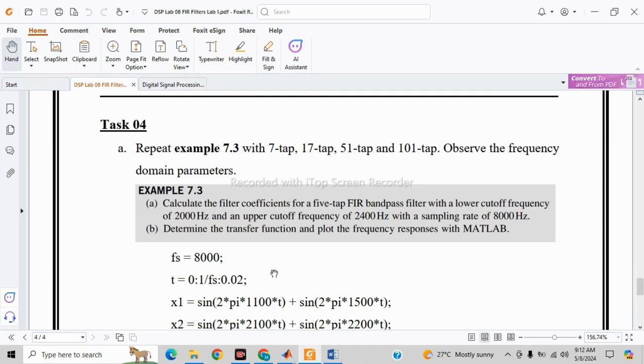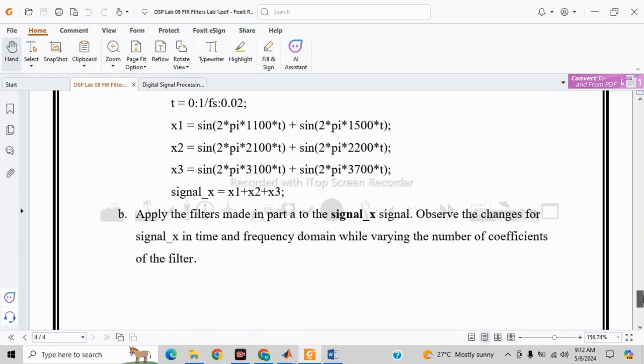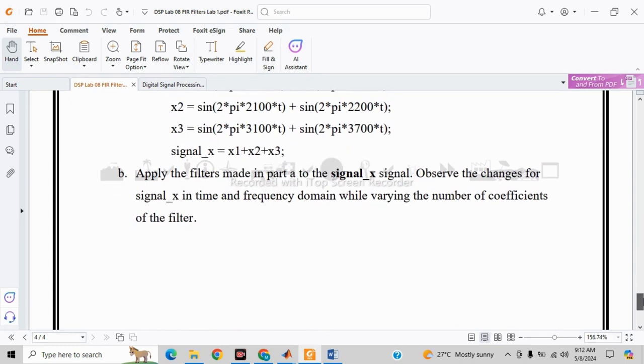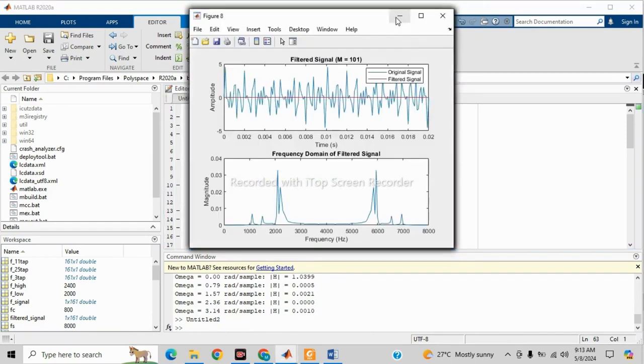Part B is to determine the transfer function and plot the frequency responses with MATLAB. Part B is to apply the filters made in part A to the signal X. Observe the changes for signal X in time and frequency domain while varying the number of coefficients of the filter. So here is the MATLAB code for the last task of this lab, and the output of this task is here.